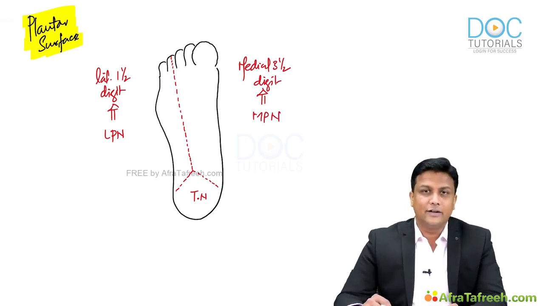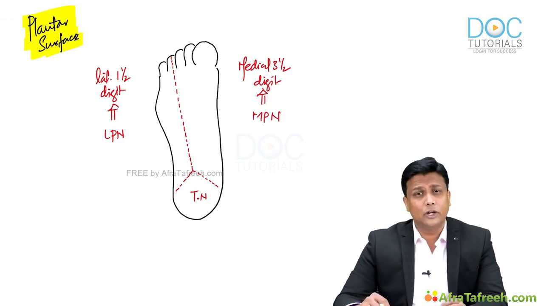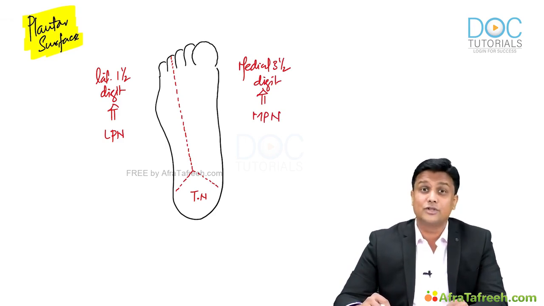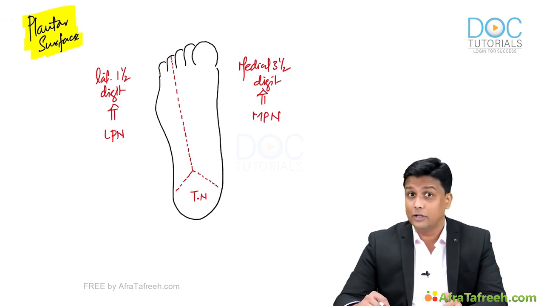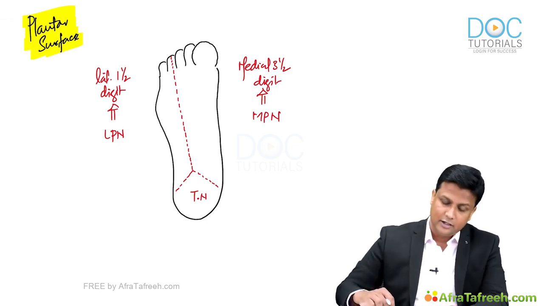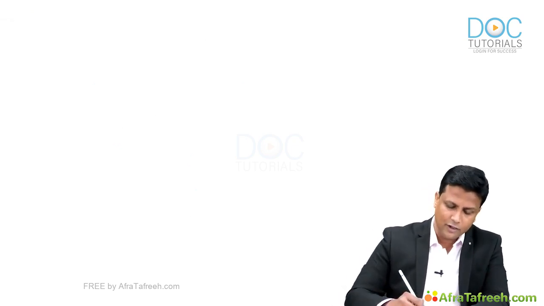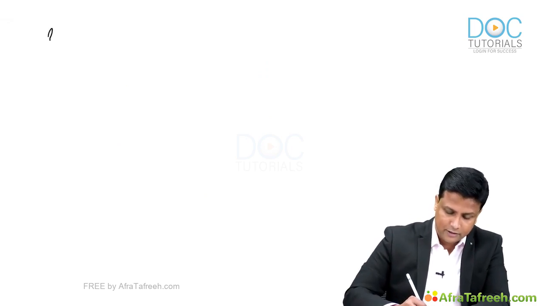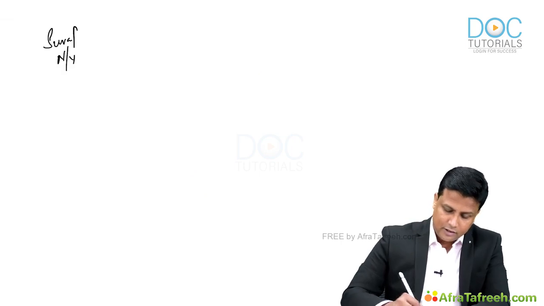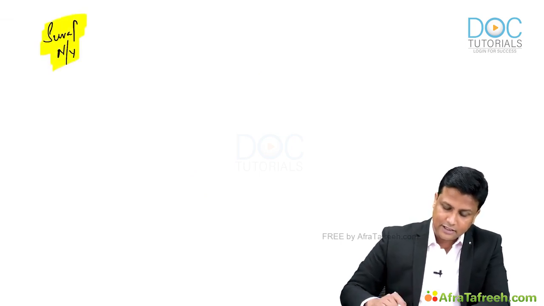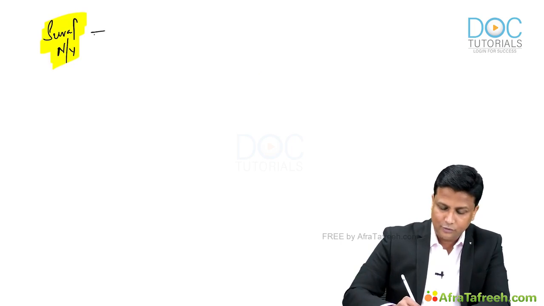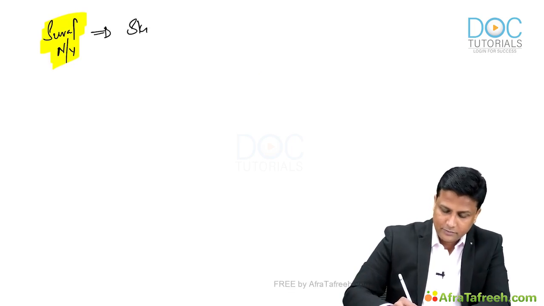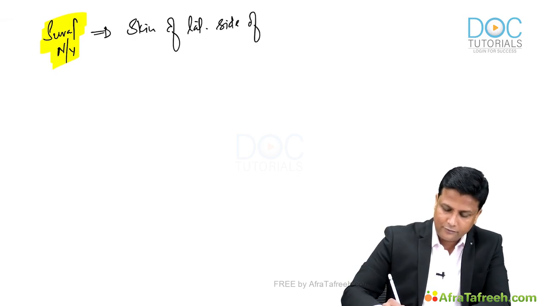Apart from the plantar surface, remember tibial nerve is also giving one more cutaneous branch, and that cutaneous branch is the sural nerve. Now sural nerve will be supplying to what? First of all, let us write it down here, then I will show you that picture in the atlas image also, guys. Sural nerve will actually be supplying the skin on the lateral side of the leg and the foot.